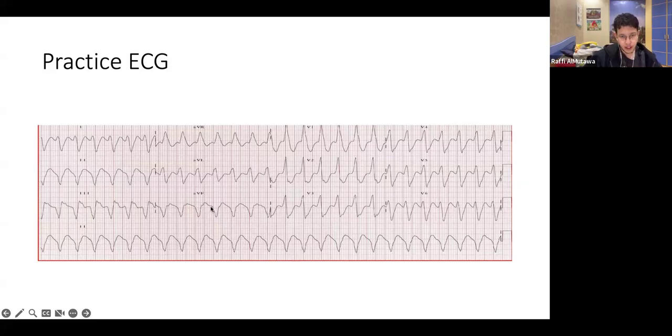The QRS, here it's wide. And then I'll explain why we would call this ventricular tachycardia in the lecture, because you guys are absolutely correct. This is ventricular tachycardia. Wide QRS, rapid rate, no clear P waves. Wow, you guys are very smart.